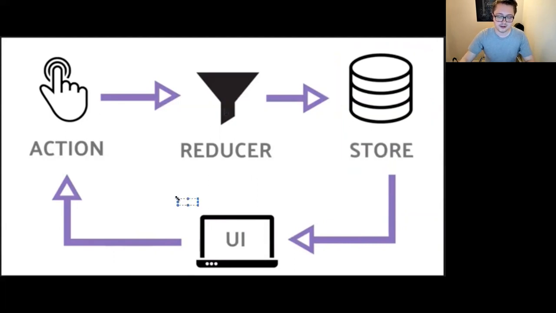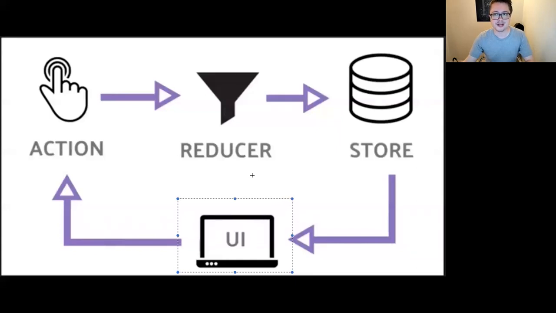All right, and then we have our UI. In this diagram, what would the UI be? What would you guys consider the UI to be? What do you think? What is the UI? The React app. Yeah, good, Cal. The UI is just our React app, okay?